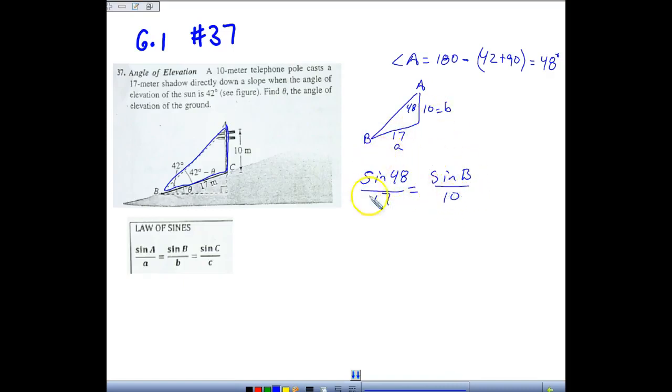It's all set up so that I can use the law of sines, and we have only one unknown. I'll figure out what angle B is right now. We cross multiply, and I get that 17 sine of B is equal to 10 times sine of 48. I'm trying to get B, so I'm going to isolate the sine of B by dividing both sides by 17.